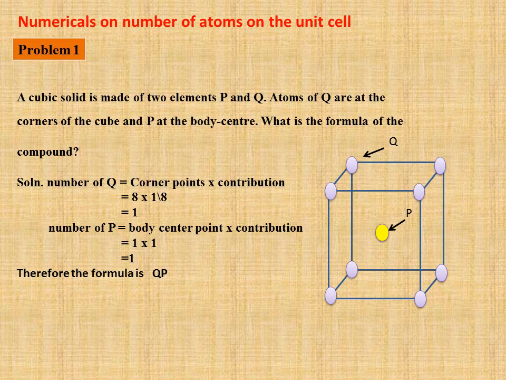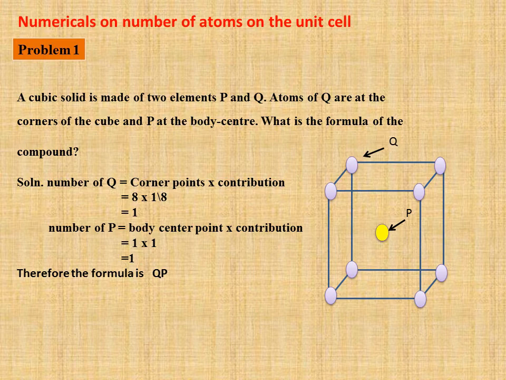If they want to make this numerical a little more difficult, they just continue the statement like, say, suppose one of the corner points is missing. One of the corner points is missing means how many corner points are left? 7. Calculate its contribution. Like that you have to understand. You know the concept, apply it to solve the numericals.